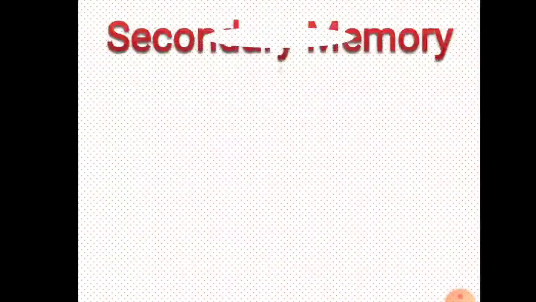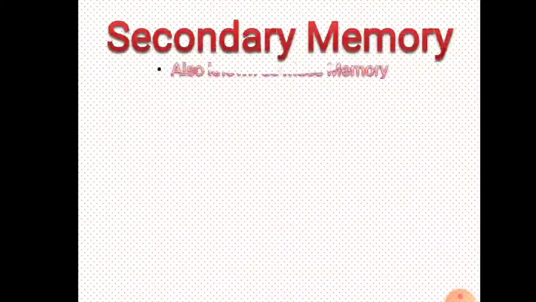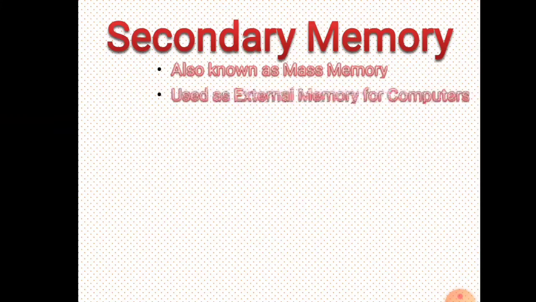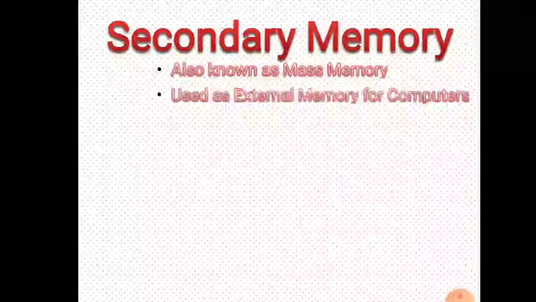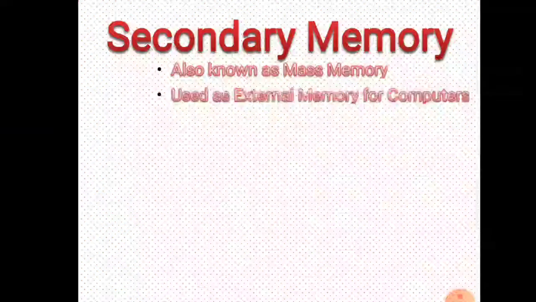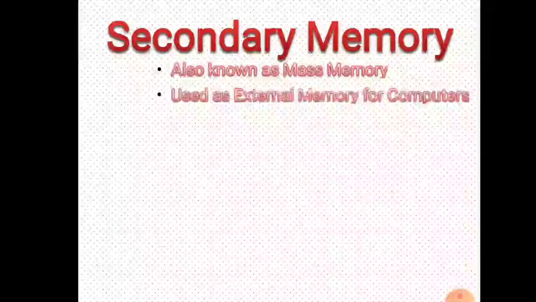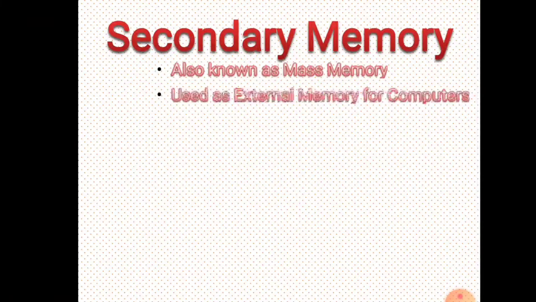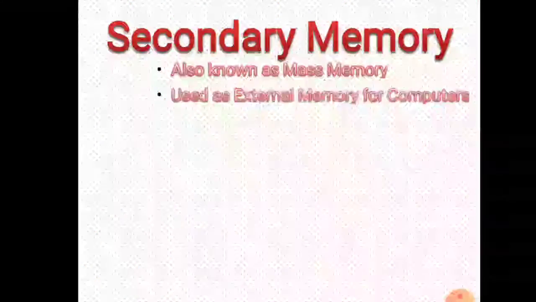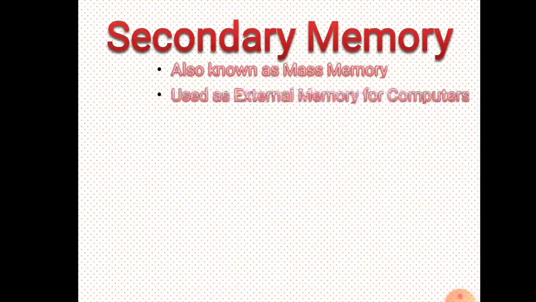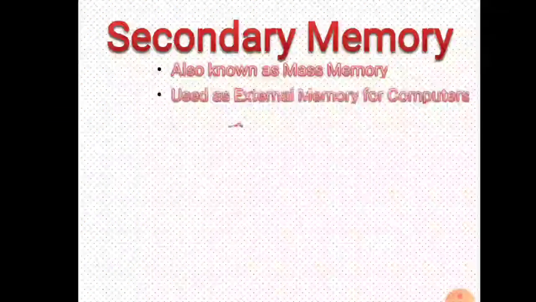Now we'll see the different types present in secondary memory. In secondary memory you can see the hard disk and the floppy disk. You can store a large amount of data on these, so it is known as mass memory. We use floppy disk, hard disk, or any optical disk externally, so it is also known as external memory.